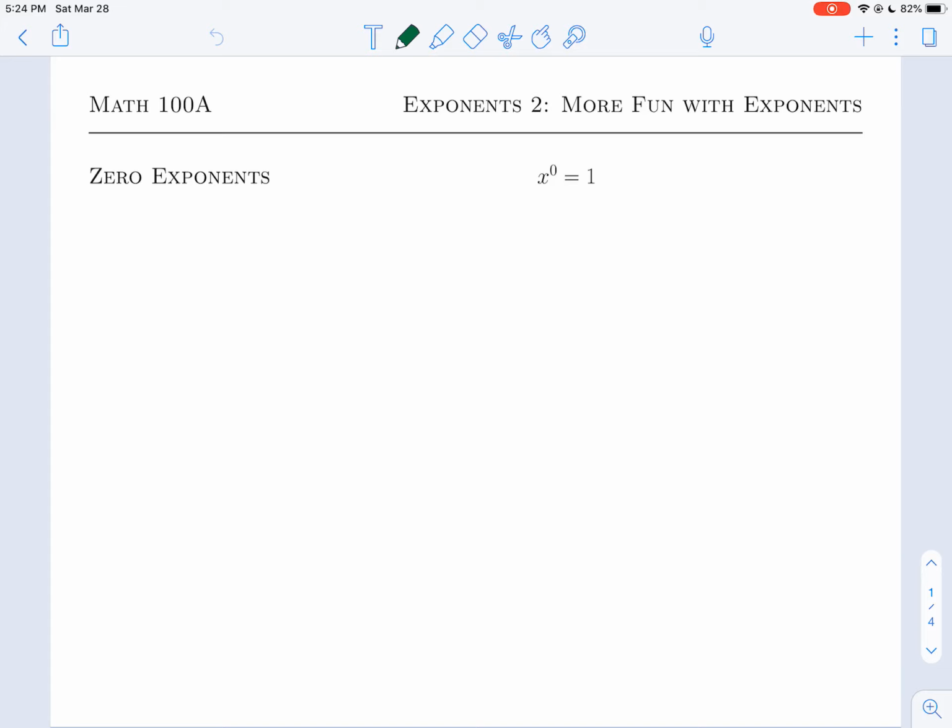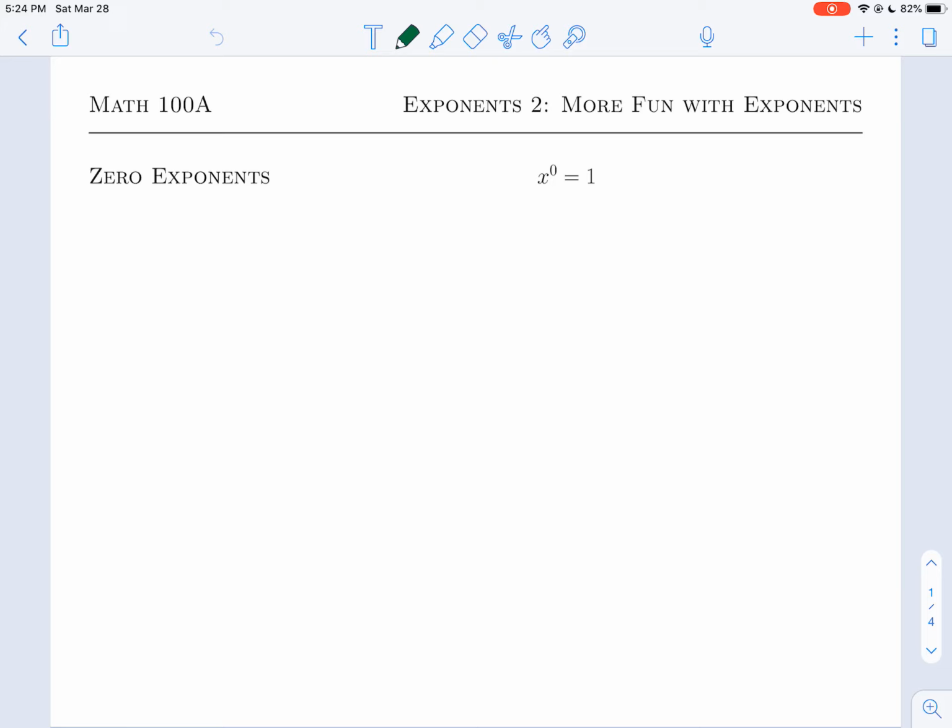So if you'll remember from that first video, we only saw exponents that were positive integers, right? We saw 2s and 3s and 7s and 127s, right? Just nice positive integers. But what would happen if those exponents were either 0 or negative? So let's start by attacking that case where the exponent is 0.